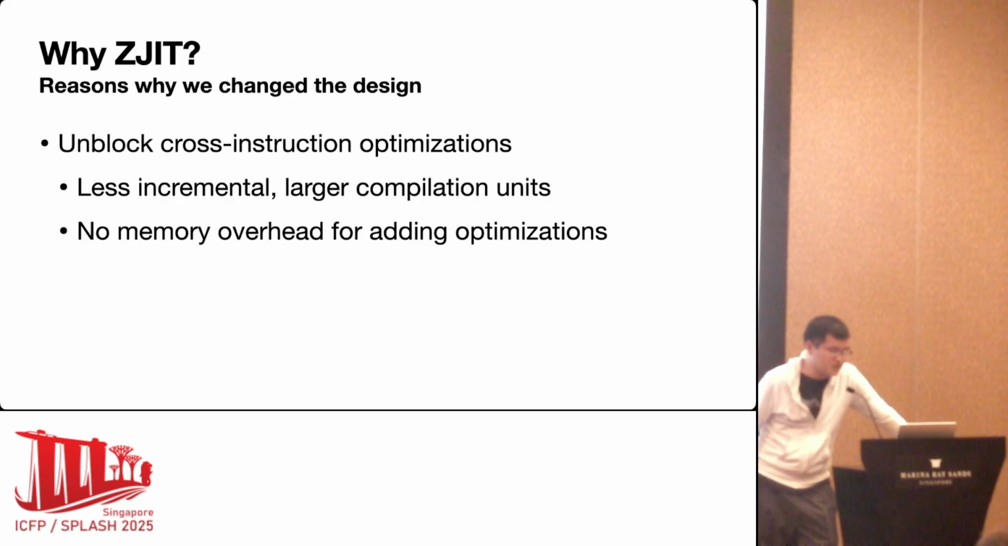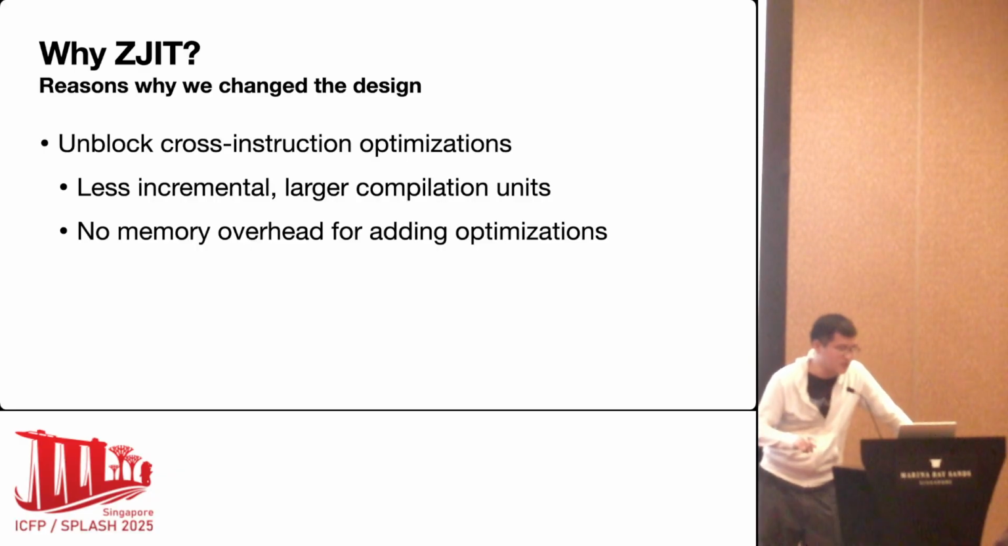We wanted to develop ZJIT mainly because YJIT wasn't able to do cross-instruction optimizations. Because YJIT does lazy basic block versioning, it stops at many places for providing the virtual machine stack, local variables, and method definitions. So it splits a method into multiple pieces of blocks, and each block is compiled separately. So it's generally harder for that design to optimize across different virtual machine instructions.